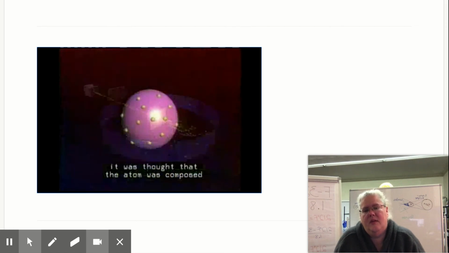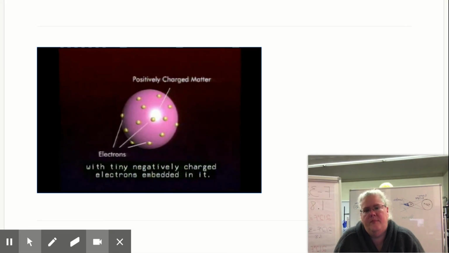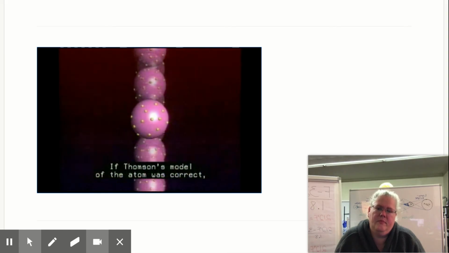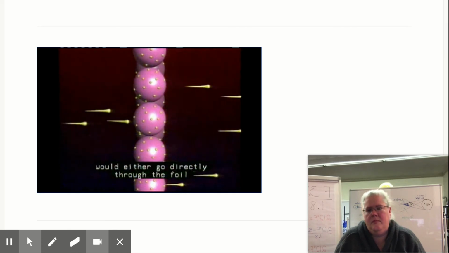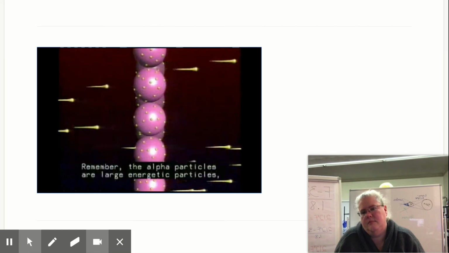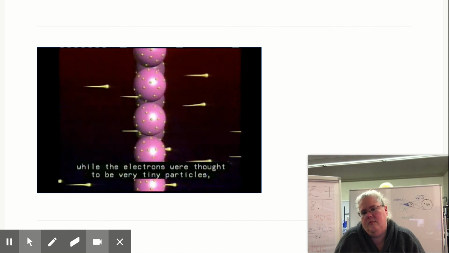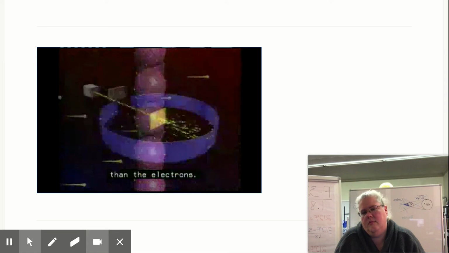Until Rutherford's experiment, it was thought that the atom was composed of a sphere of positively charged matter with tiny negatively charged electrons embedded in it. The model for this theory was proposed by J.J. Thomson in the early 1900s and was called the plum pudding model. He reasoned that it was like pudding with raisins in it. If Thomson's model of the atom was correct, Rutherford's alpha particles would either go directly through the foil or be deflected very slightly. Remember, the alpha particles are large, energetic particles, while the electrons were thought to be very tiny particles, and the positive matter took up much more space than the electrons.